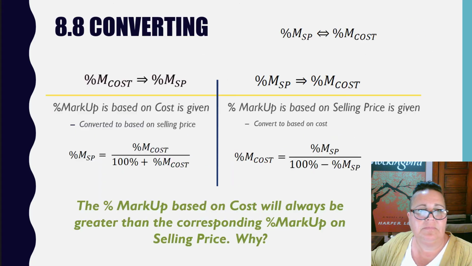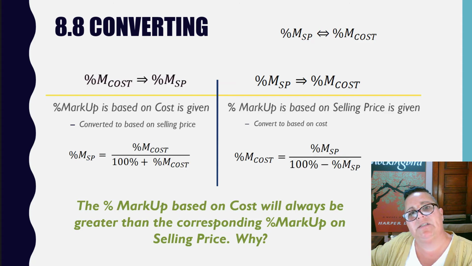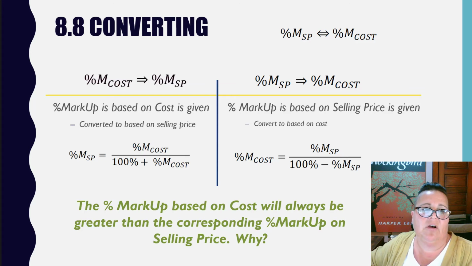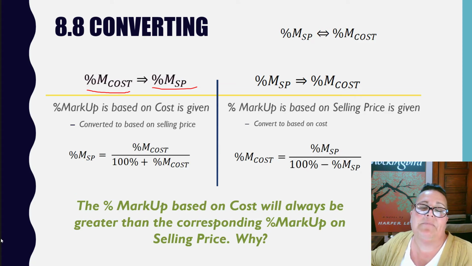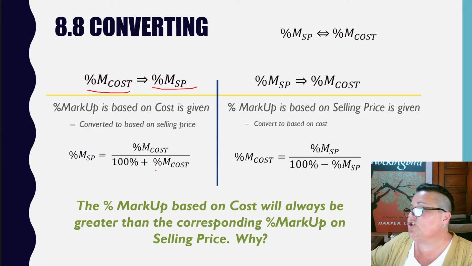All right, converting. So this is the last piece, and these are 2 simple formulas that help you convert from markup based on selling price to markup based on cost. So if you have the markup based on cost and you need to convert that, so this is known, the markup based on cost is known, and you want to convert to the markup based on selling price, you would take the markup based on cost and divide it by 100 plus that markup based on cost, because your selling price is your markup based on cost plus 100%.